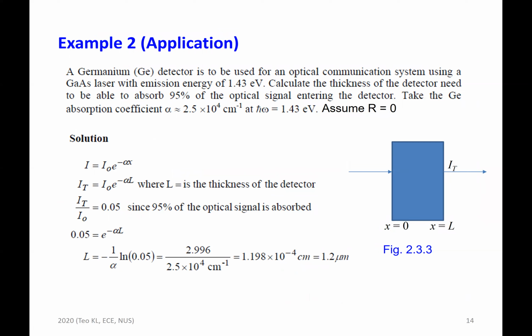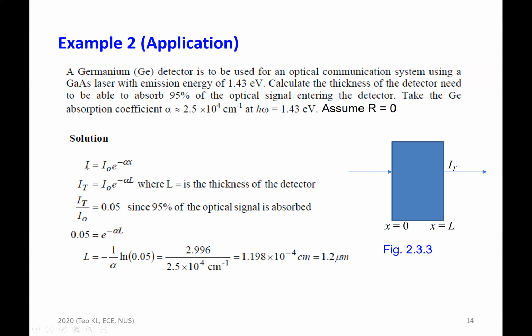Next, another example. If you use germanium as a detector for optical communication to detect a gallium arsenide laser with an emission energy of 1.43 eV, calculate the thickness of the detector that needs to absorb 95% of the optical signal entering the detector. We take the germanium absorption coefficient to be 2.5 times 10 to the power 4 per cm at this photon energy. Remember, absorption coefficient depends on wavelength, and wavelength you can convert to photon energy.